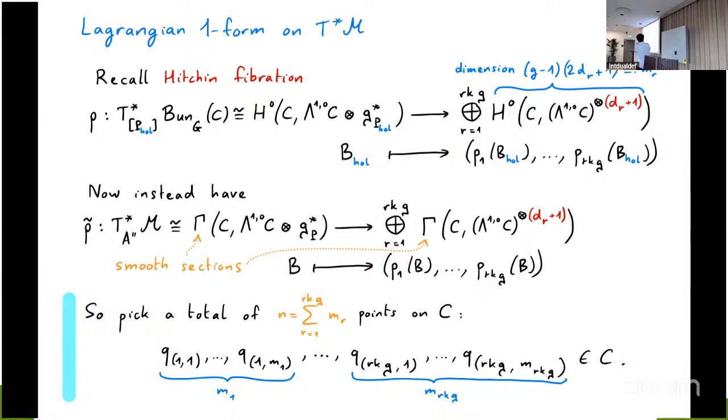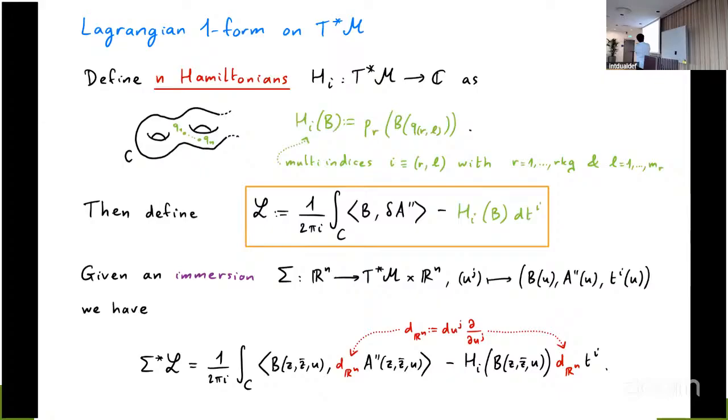base. So with this choice of points, I can now define n Hamiltonians, which notice is not enough to define an integrable system on T*M, because T*M is infinite dimensional. I'm just defining n different Hamiltonians on this, which will become the Hitchin Hamiltonians after the reduction. Okay, so the way I define them is I just evaluate the smooth Higgs field at those particular points, and I plug it into the polynomials P. So this defines for me a collection of n different Hamiltonians.